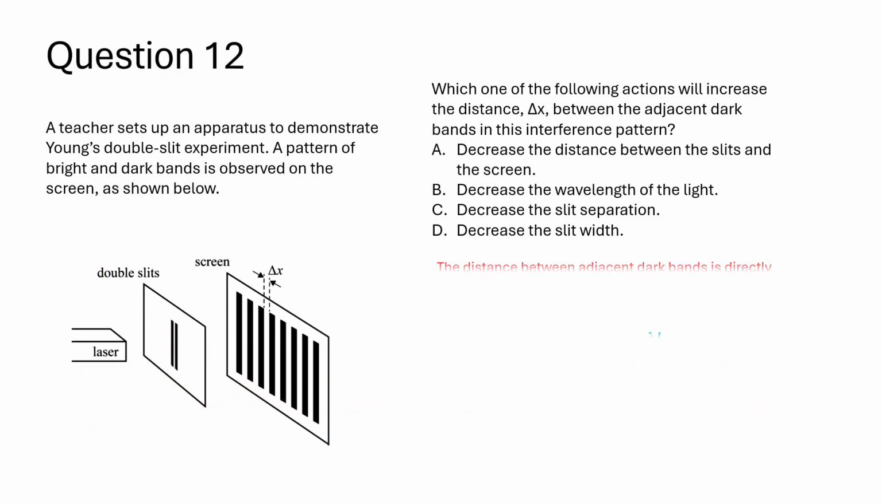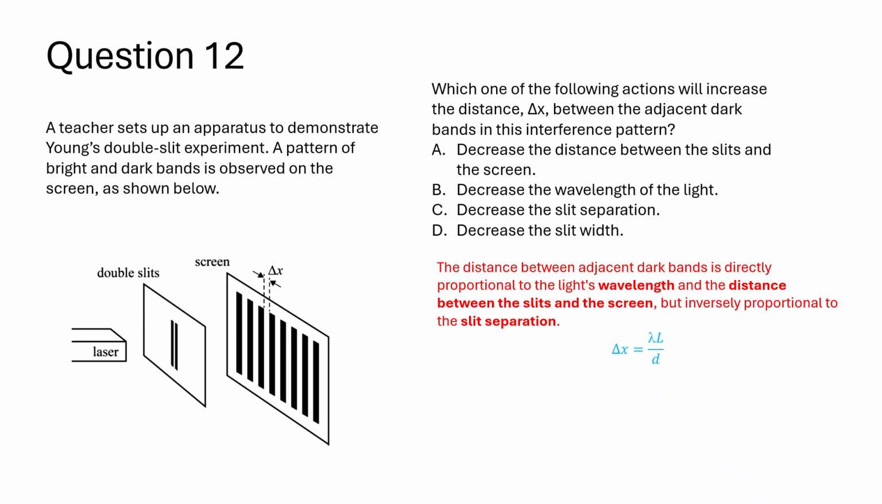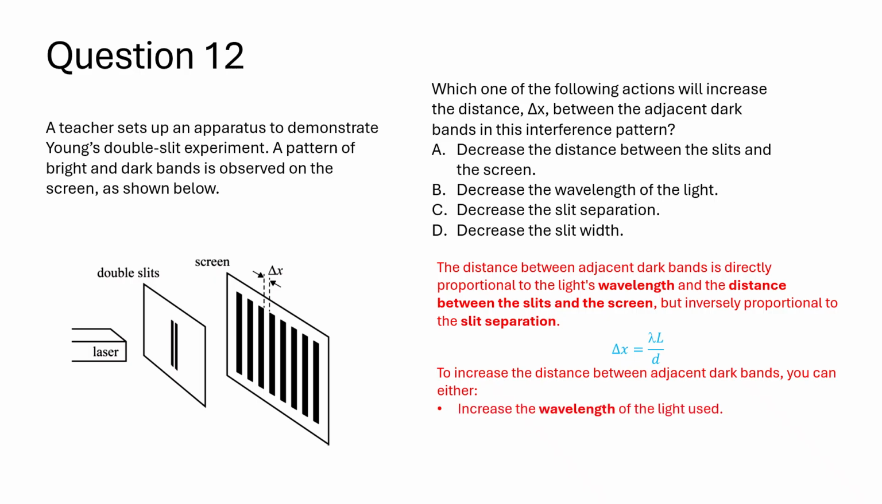The distance between adjacent dark bands is directly proportional to the light's wavelength and the distance between the slits and the screen, but inversely proportional to the slit separation. To increase the distance between adjacent dark bands, you can either increase the wavelength of the light used, increase the distance between the slits and the screen, or decrease the slit separation.